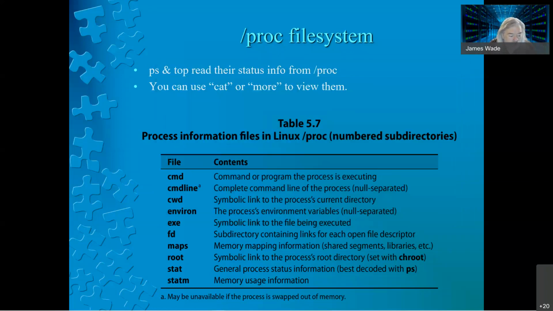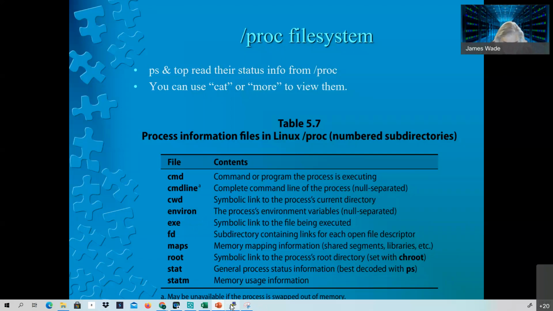So process information in that /proc directory, you have different subdirectories as well, in addition to the process ID. Command is the command or program the process is executing. Command line is the complete command line of the process. Environment, I'm not going to go over every one of them, but exe, symbolic link to the file being executed. Stat is general process information, best decoded with PS. Root, symbolic link to the root directory set with change root. Stat M, memory usage information.